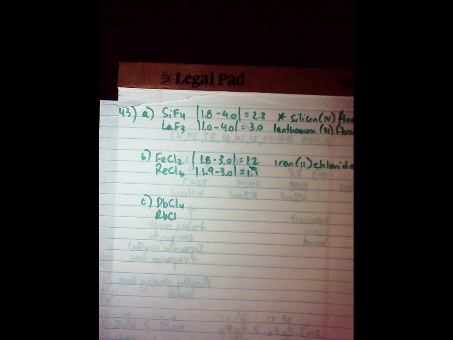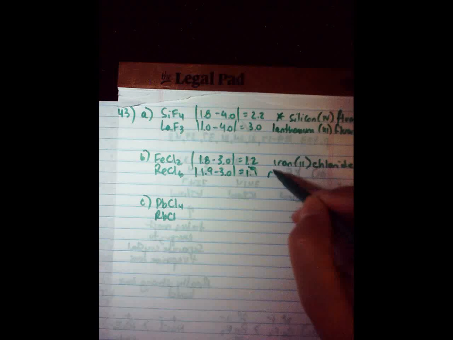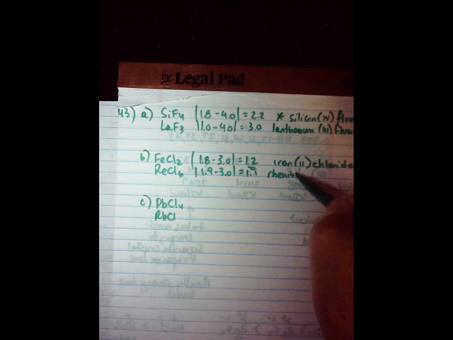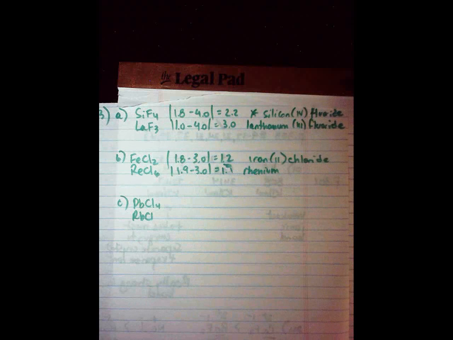What's the answer in the back of the book for this one? For 43B, the ReCl6, what do they call it? They called it molecular? What is Re? Rhenium? I don't know. My periodic table doesn't have names on it. R-E-N-I-U-M. And if we're going to use the molecular naming rules, what would you call this? Hexachloride.